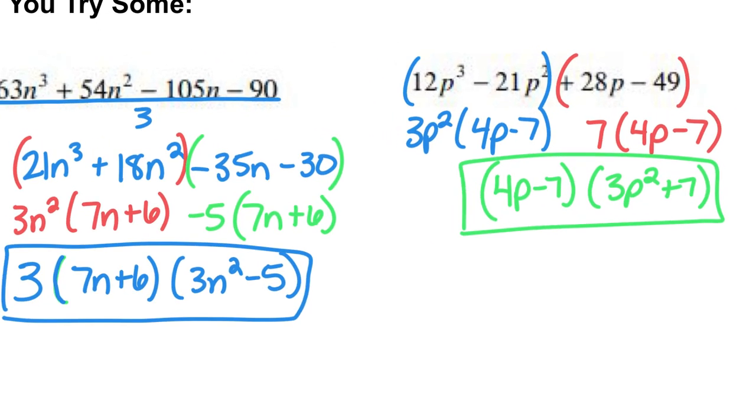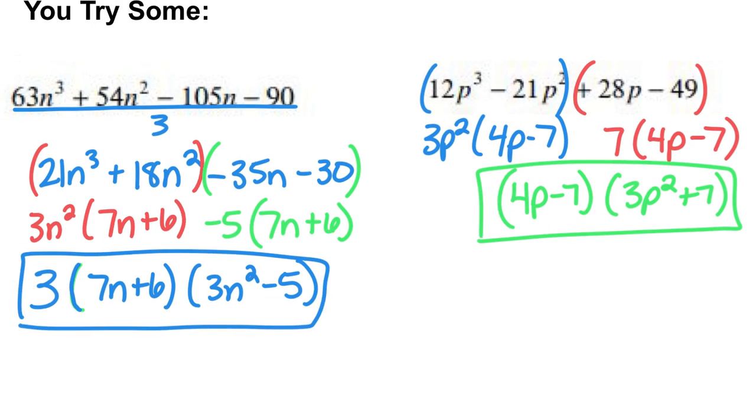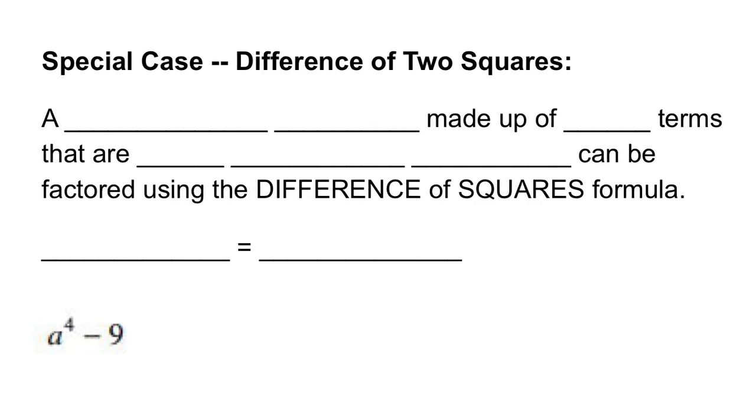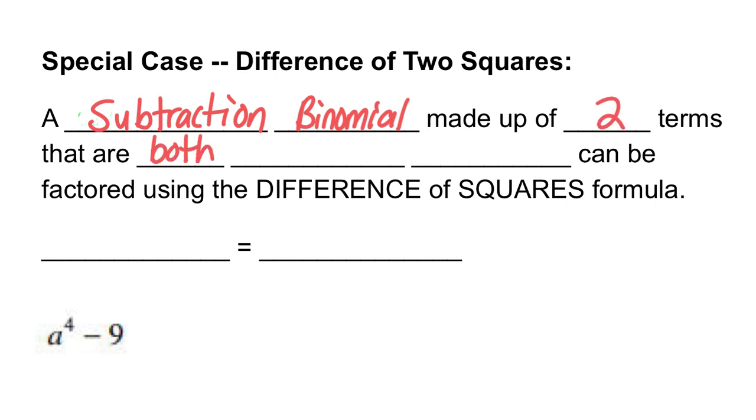And then the only other method I want to show you today is a special method that's used on binomials with a certain structure. So this is called the difference of two squares. We can use this special method if you have a special kind of binomial that's a subtraction binomial. Remember, binomials are made of two terms, so made up of two terms that are both perfect squares.